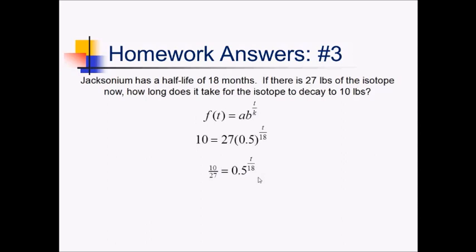And next we'll have to take the log of both sides. So we have log of 10/27 equals t over 18 times the log of 0.5. Next, we're going to divide both sides by log of 0.5 and multiply by 18. So I'll have 18 times log of 10/27 divided by log of 0.5. And now I need to plug this in the calculator.